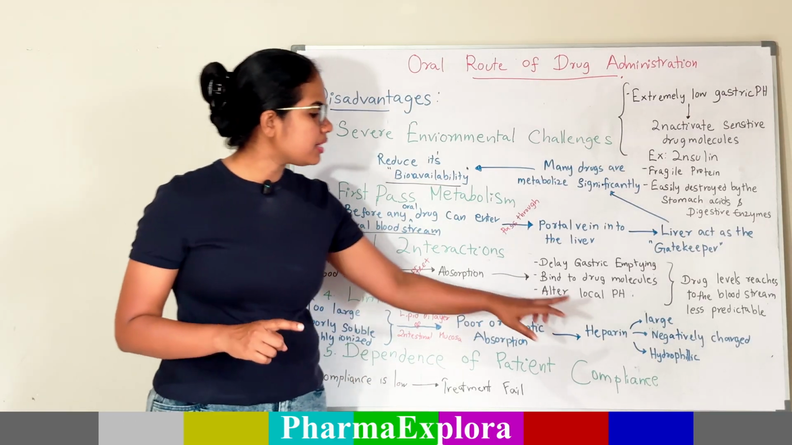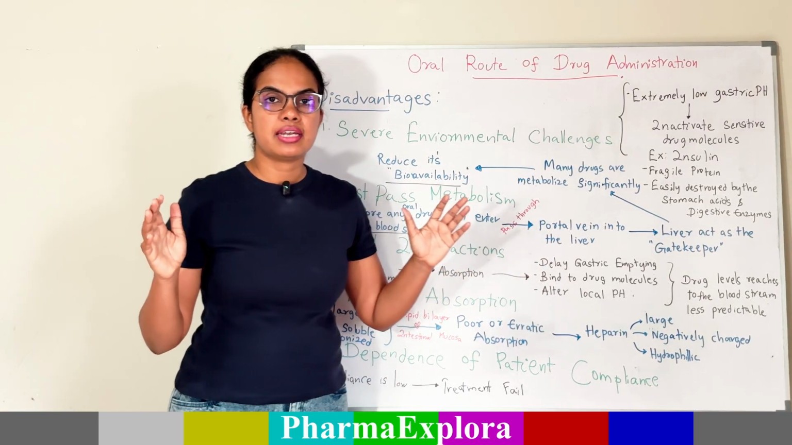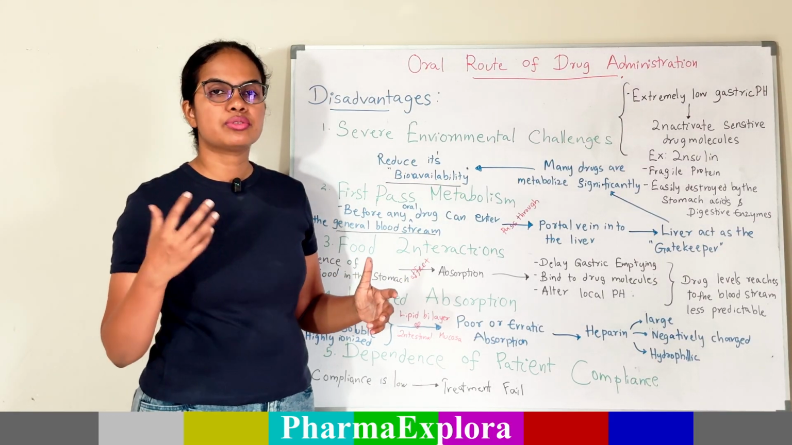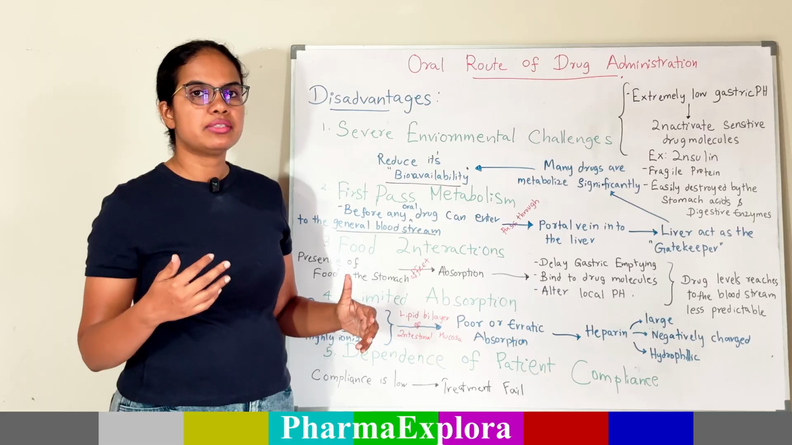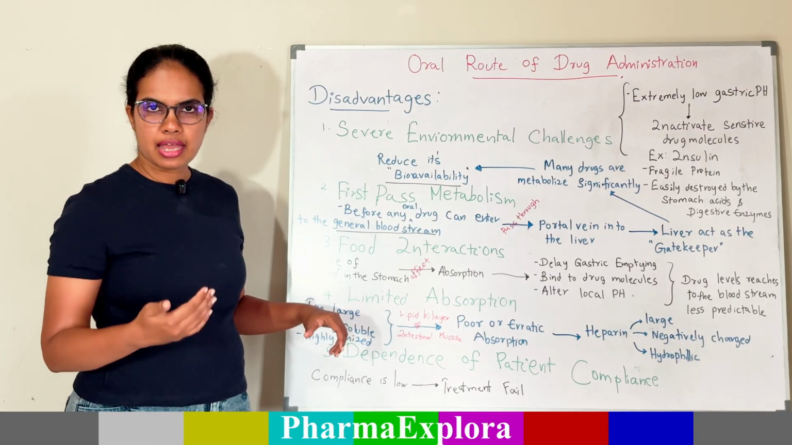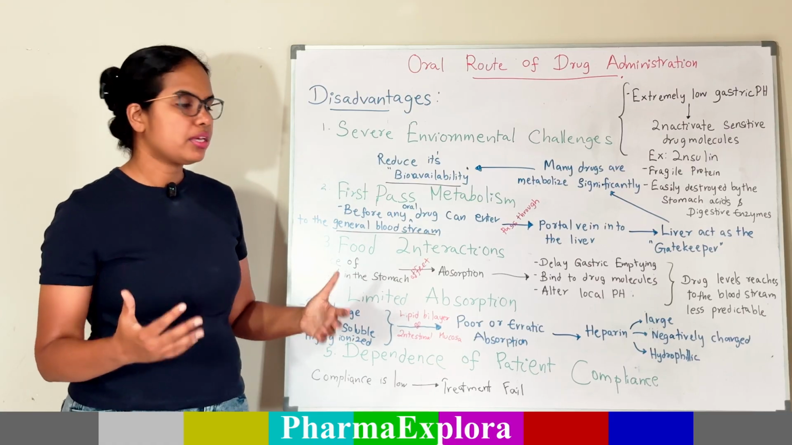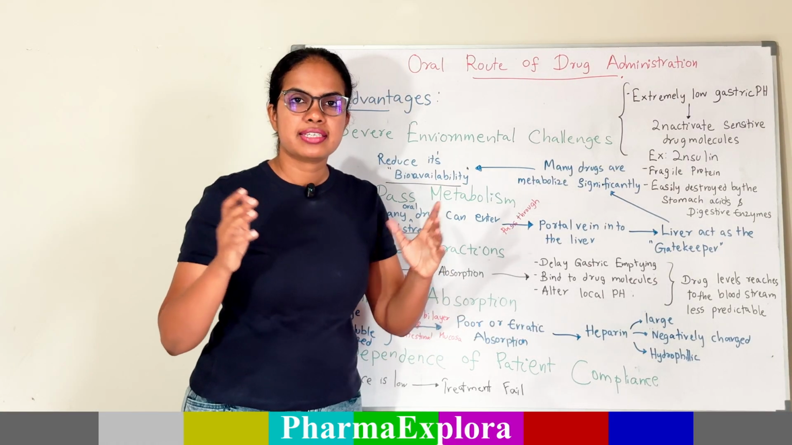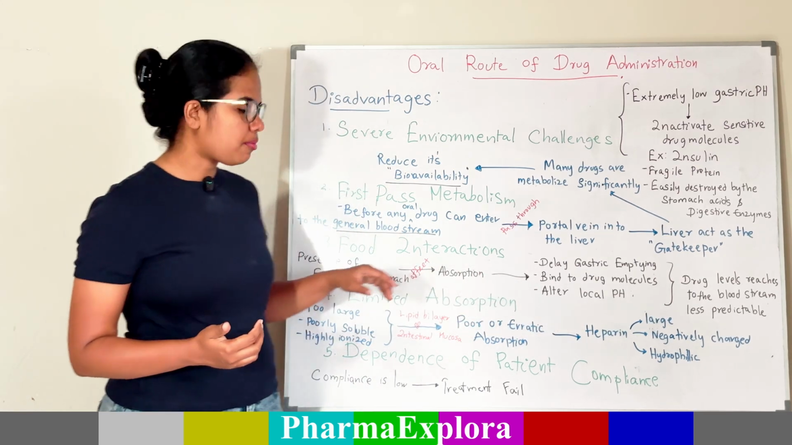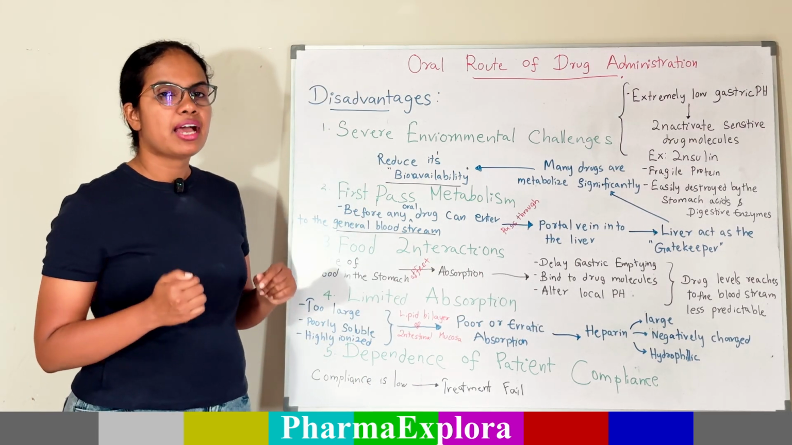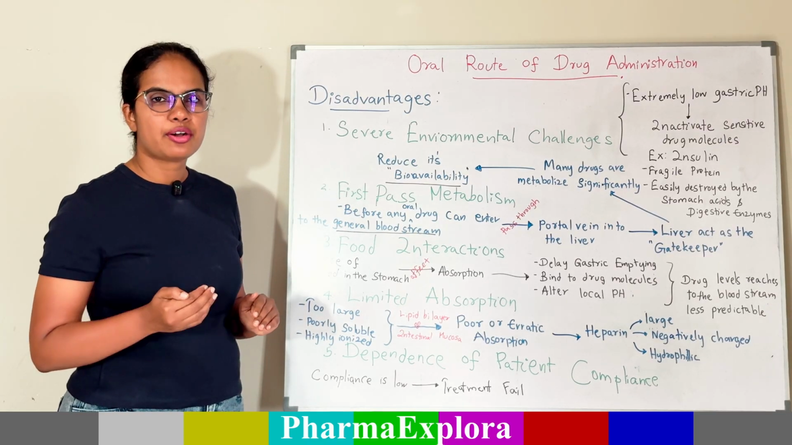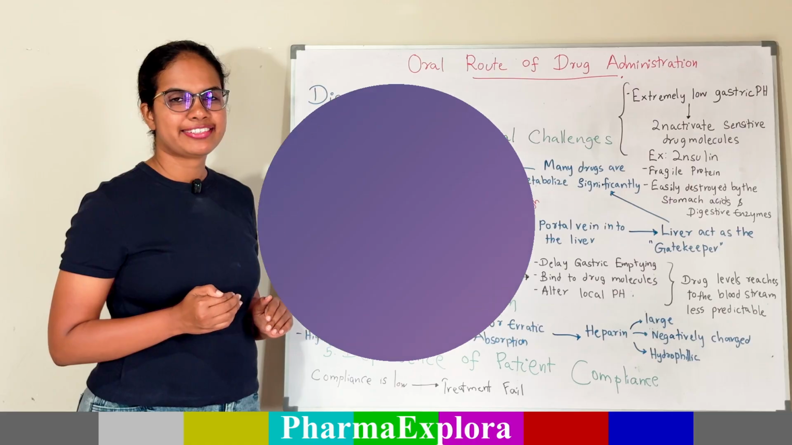One good example is heparin. Heparin is a negatively charged drug molecule, and it is also hydrophilic and poorly lipid soluble. Because of that, it shows limited absorption. Therefore, we cannot give heparin as a standard pill orally. So heparin is a good example to explain the limited absorption disadvantage faced by the oral route of drug administration.